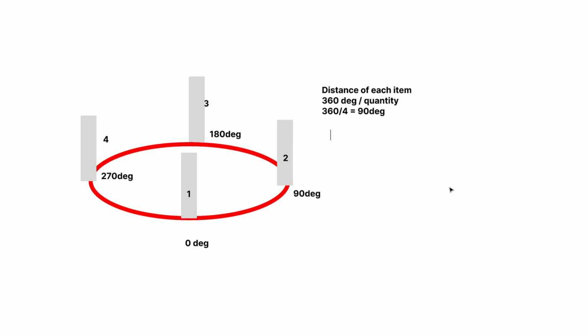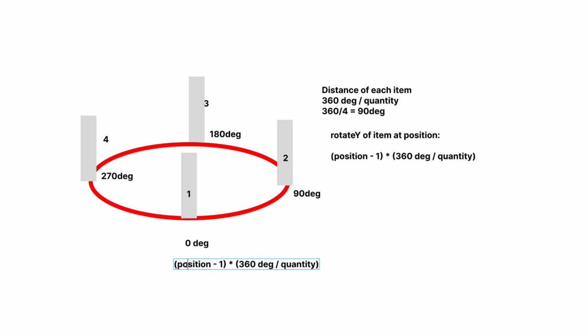So, the rotate Y value of the item at a specific position will be calculated as follows. It will be equal to its position minus 1. Then multiply by the distance of each item, that is 360 divided by the total number of items. It sounds a bit confusing, so let's try applying it to each specific item.